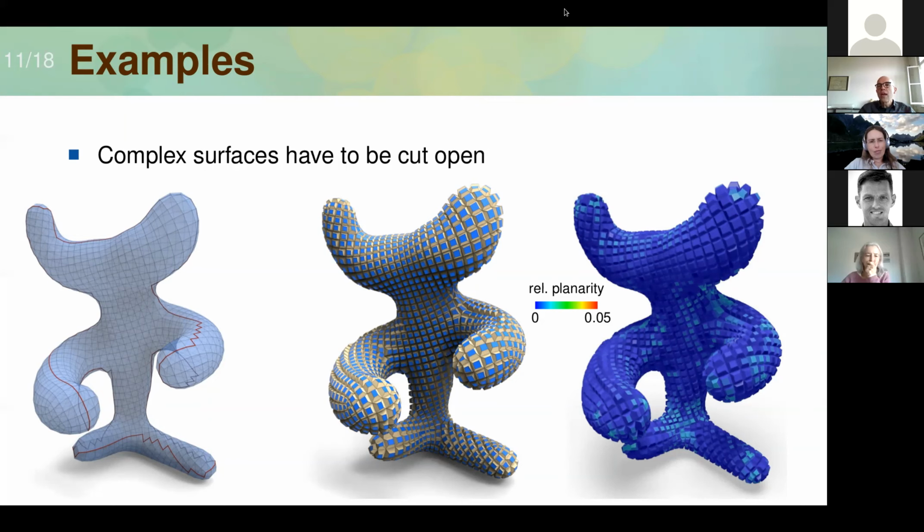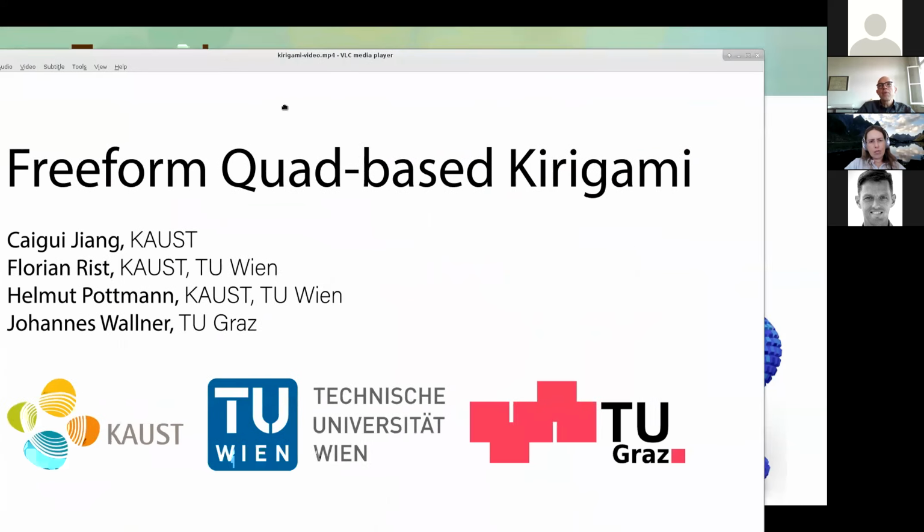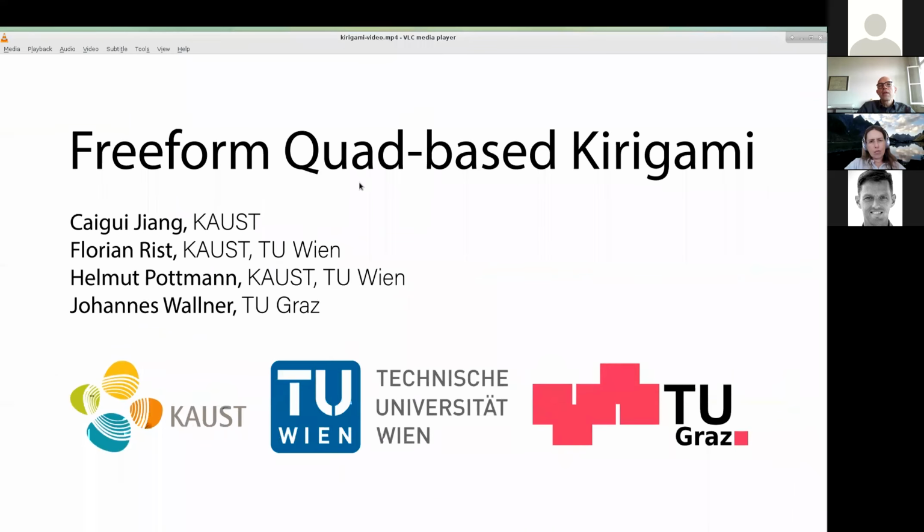You can also see how well the planarity of faces is achieved. What is shown here is, for each quadrilateral, the ratio of the distance of the diagonals in space divided by the characteristic average edge length of the quadrilateral. I think I should show you at this point the video, which has more examples.